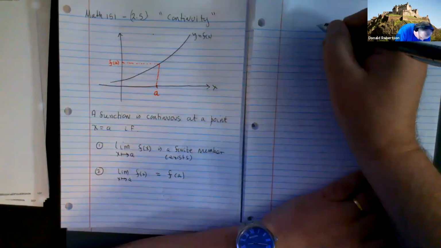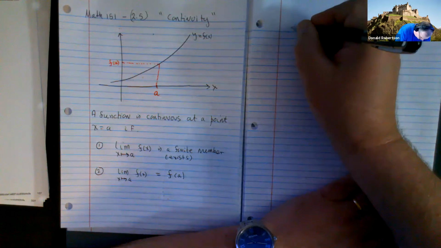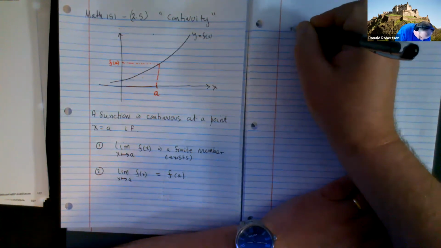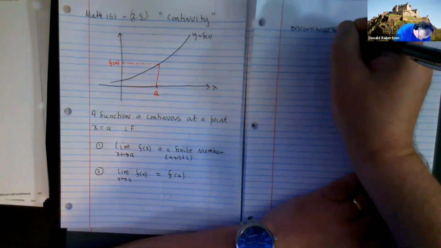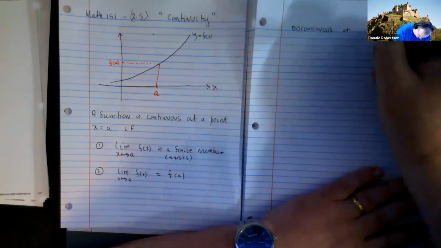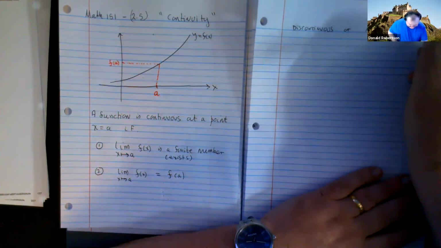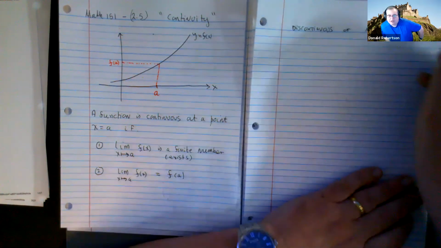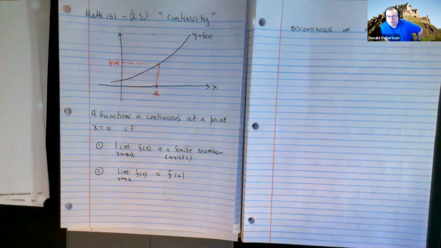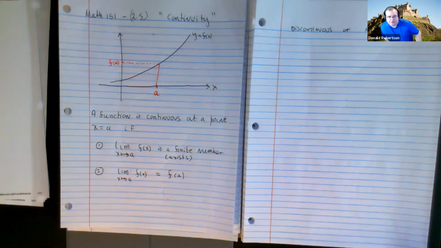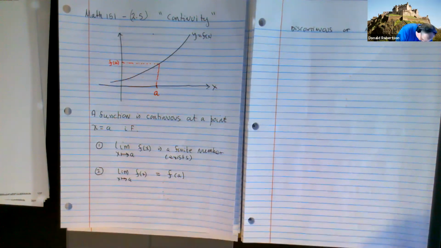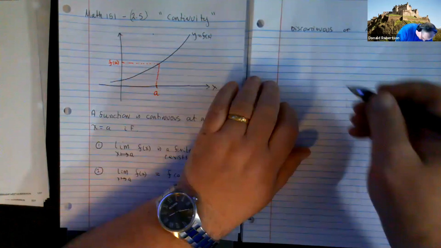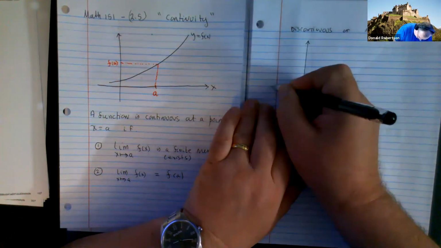So now we're going to look at what is called discontinuous, or sometimes it's called not continuous. It's the same thing. So we're going to look at what kind of situations you get where this isn't true. And there are three major kinds. So let's show you each one.